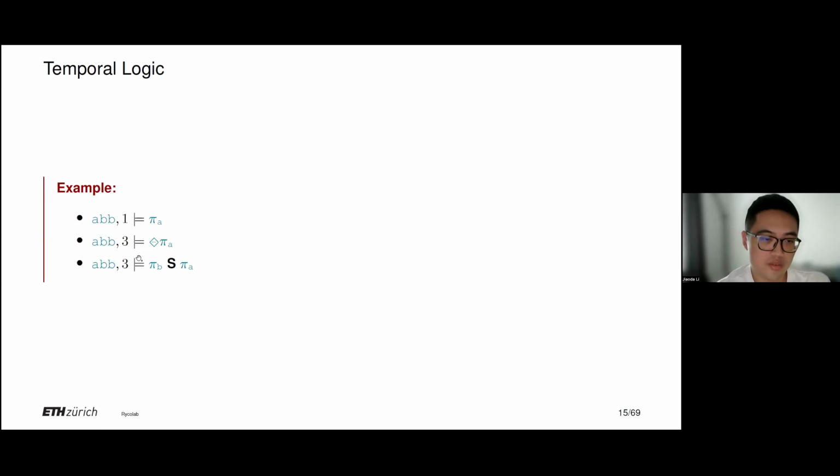So here are some examples. The string ABB satisfies pi a at the first position because the first symbol in the string is a. At the third position, ABB satisfies past pi a because there exists an a before it. And it also satisfies pi b since pi a, because there's an a before the third position. And everything in between, which is just the second position, satisfies pi b. Right?